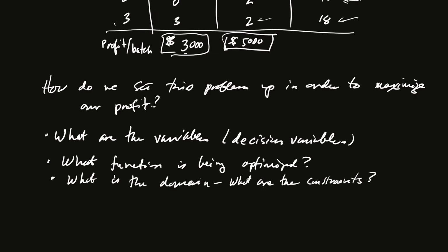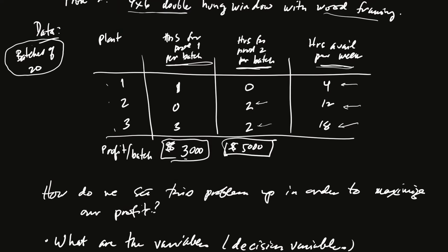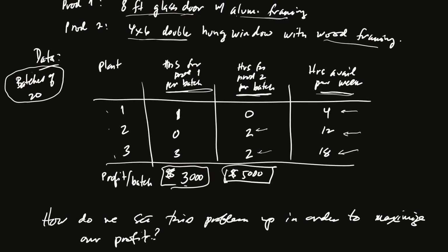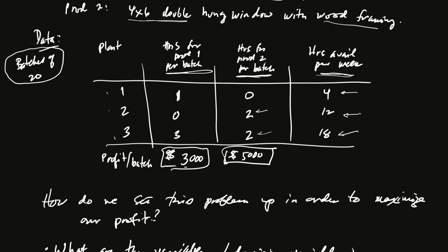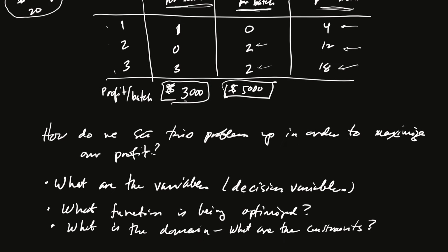Alright, so in the last video we set up our typical kind of problem to solve in operations research. We have our data here for our windows, these two products, product 1 and product 2. And we want to see how to set up this problem in order to maximize our profit. So let's go ahead and check things off here.